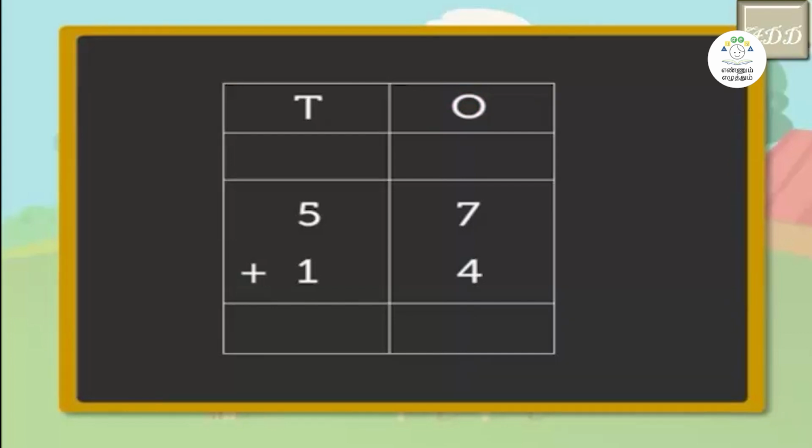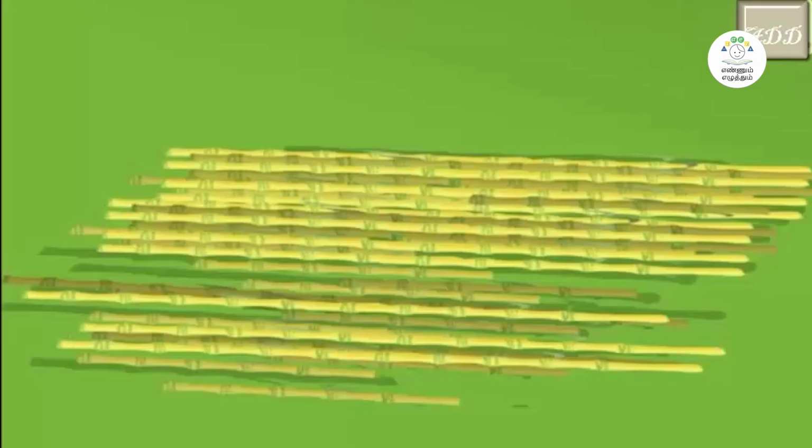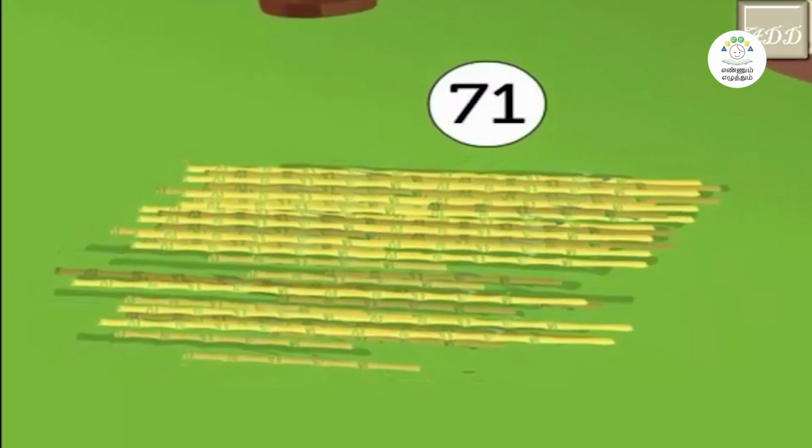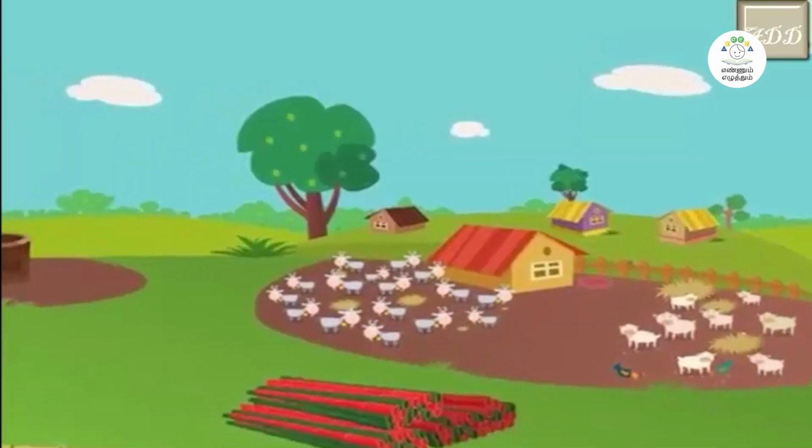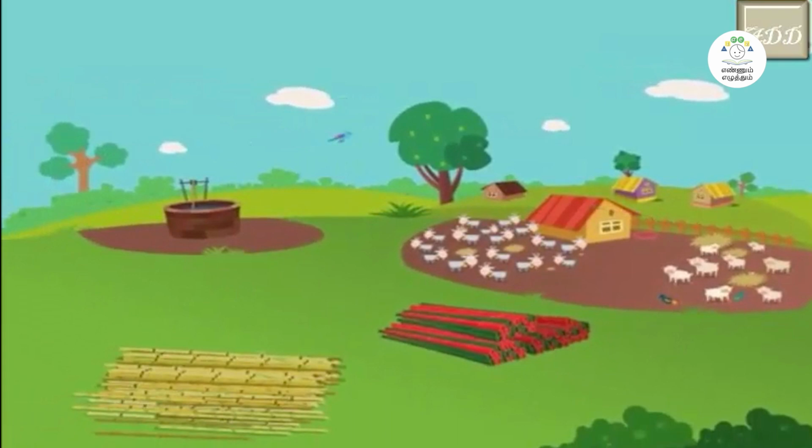Add the ones, that is 7 plus 4 is equal to 11. Carry 1 ten to the tens column and write 1 in the ones column. Now add the tens, that is 1 plus 5 plus 1 is equal to 7. Thus 57 plus 14 is equal to 71. There are 71 big and small sugar canes in all. Let's eat them. Hope you enjoyed the visit to the village.